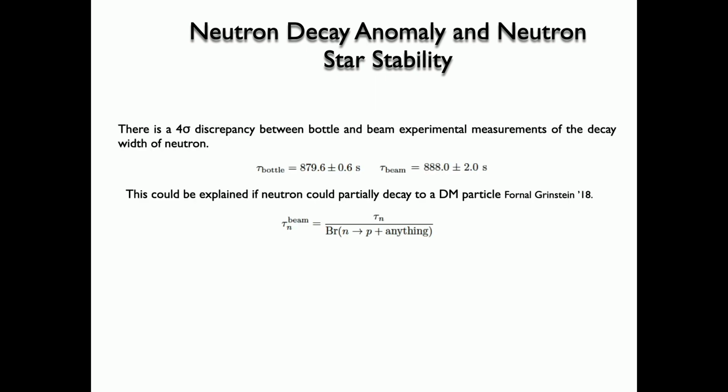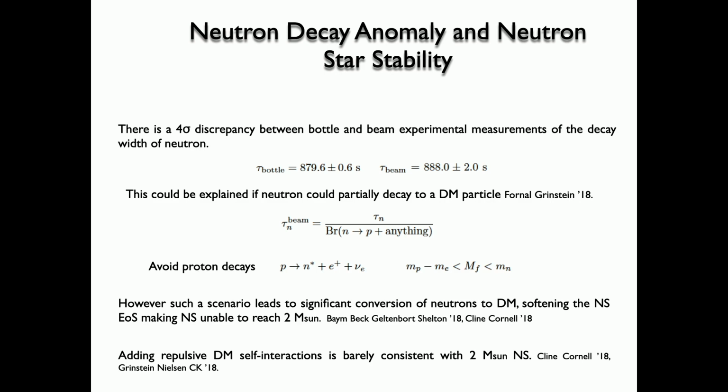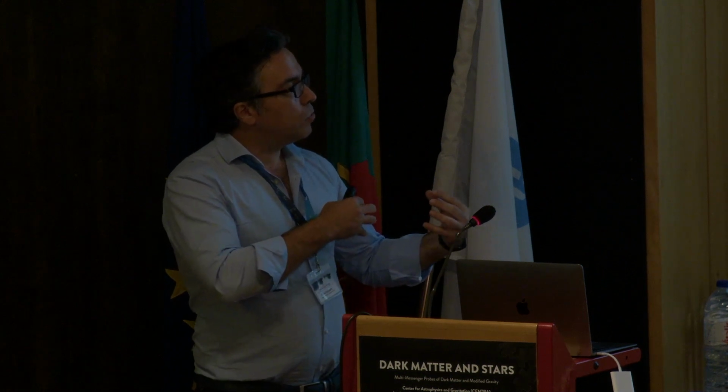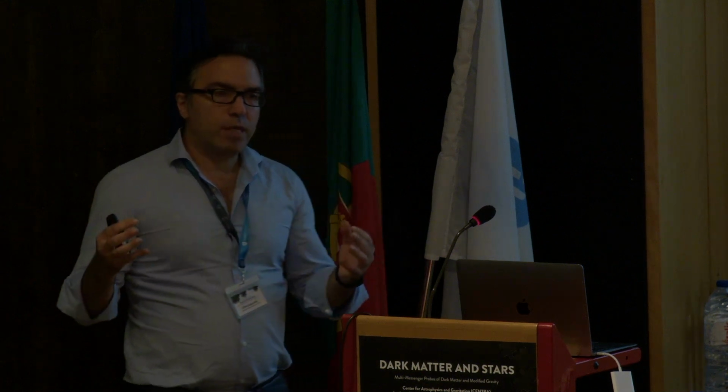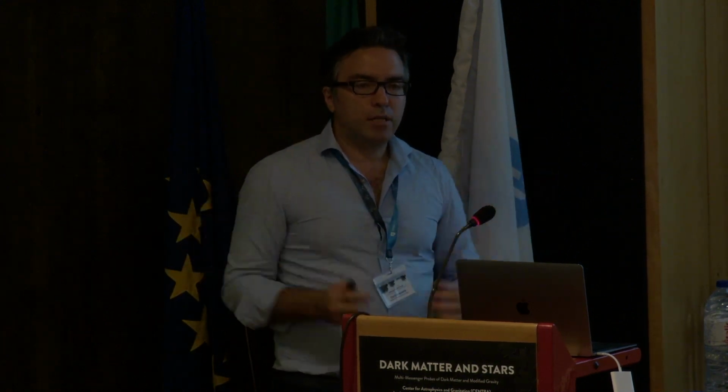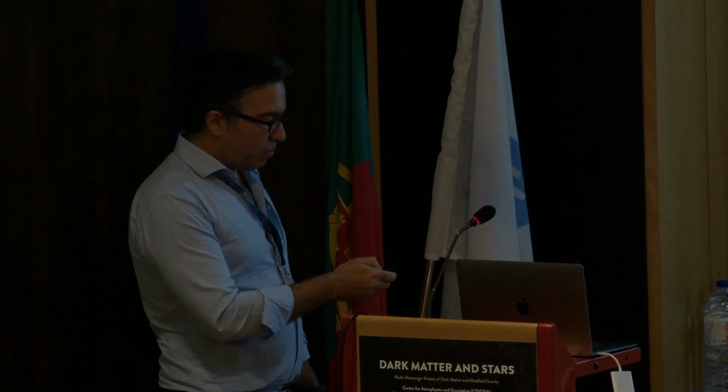Now let me say something along the lines that Sensei mentioned before. I'm going to skip all this because Sensei explained exactly what the issue is with the neutron decay anomaly here. And let me just say the following: if one allows this decay of neutrons to dark matter, this is going to be a catastrophe, in some sense, for neutron stars, because in most models, this decay will allow neutrons to decay to dark matter, and then it will completely soften the equation of state of the neutron star, and simply you're not going to have enough pressure to withhold, let's say, two solar masses. So that was the issue, and there were a bunch of papers on this one.